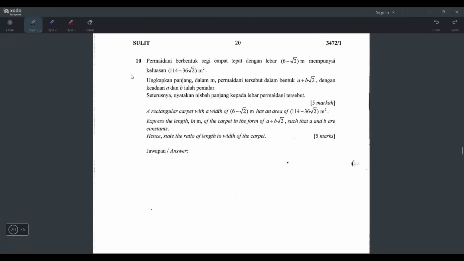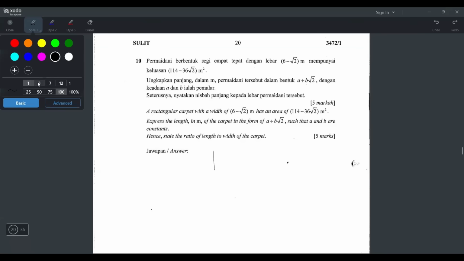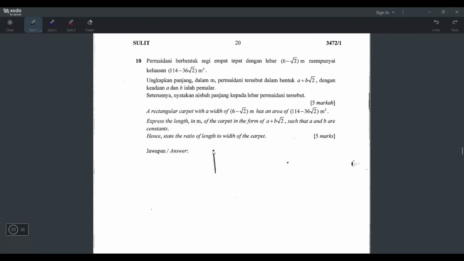All right, let's continue. Number 10. So this is a rectangular carpet with a width of 6 minus square root 2 meter has an area of 114 minus 36 square root 2 meter square. I will draw it out just to make sure we understand it easily. So this is a rectangle. The width is the lebar. So the lebar is 6 minus square root 2 meter. And then the area of the rectangle is 114 minus 36 square root 2 meter square. And we all know to get the area of rectangle, we have to take the length times width. Or you can say panjang darab lebar, right?